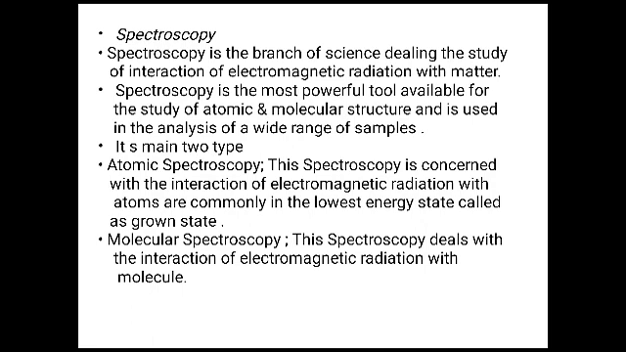It is of mainly two types: atomic spectroscopy and molecular spectroscopy. Atomic spectroscopy is concerned with the interaction of electromagnetic radiation with atoms, which are commonly in the lowest energy state called the ground state. And molecular spectroscopy deals with the interaction of electromagnetic radiation with the molecule.